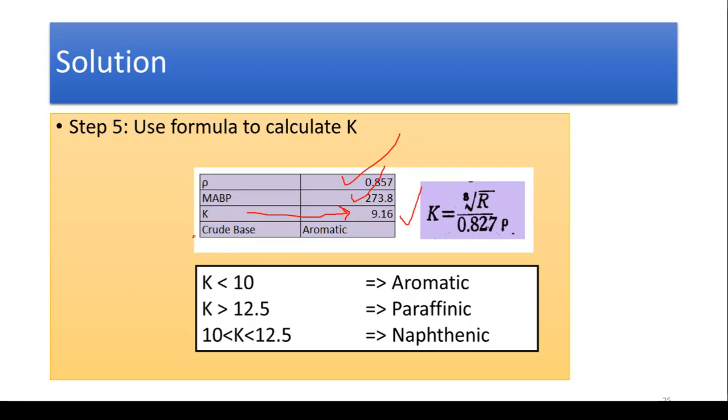The second part, the crude oil base, so we should know about this table. You all should know about this table. On the basis of the value, because it is less than 10, it will be aromatic. So now we can conclude that the K value is 9.16 and the base is aromatic.